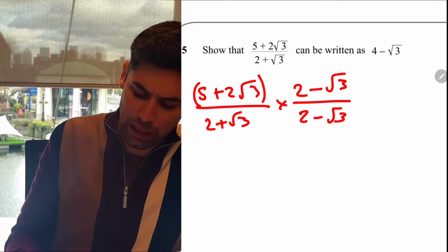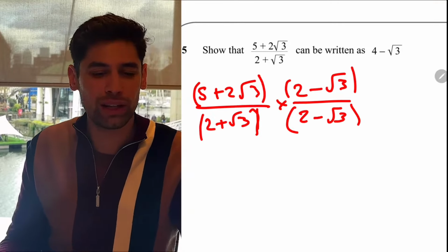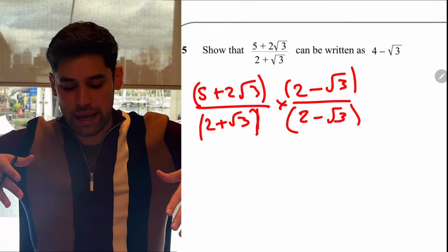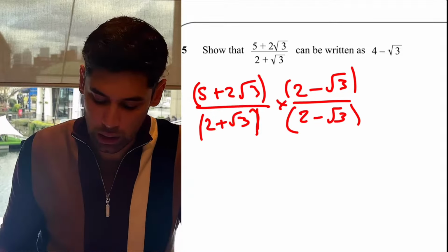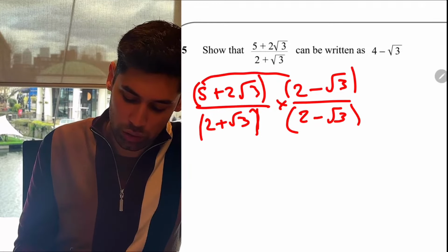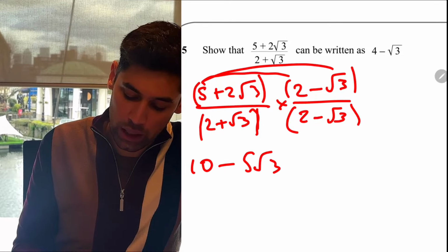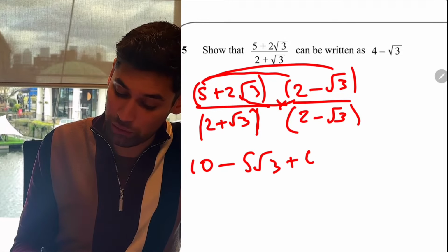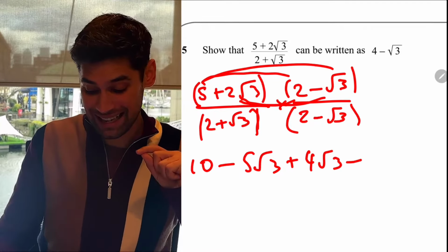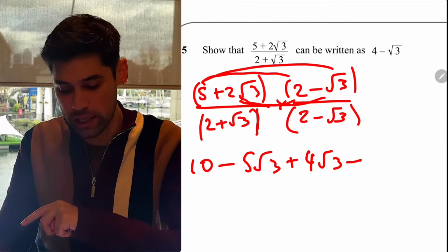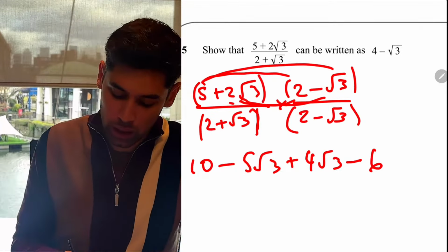So I would advise putting brackets around these because we're going to times all of this, and it's everything times everything. So just putting the brackets gives us that visual help that what we're doing is going to be the big expansion. So 5 times 2 is 10. 5 times minus root 3 is minus 5 root 3. 2 root 3 times 2 is going to be positive 4 root 3. And 2 root 3 times negative root 3 is going to be negative 2 times 3, so 6. The 2 obviously being from just the 2 and the 3 coming from the root 3 times root 3.